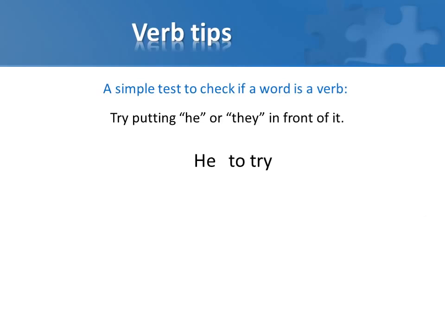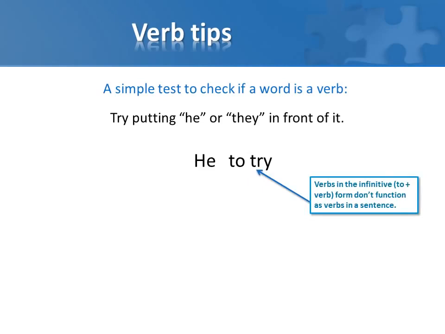Now we have to try. He to try. And this sounds awkward, and we can tell that what we have right here is an infinitive. It's a verb that hasn't been conjugated yet. So verbs in the infinitive form, that's the to form, are never actually the verbs in use in a sentence. They're the words that name or describe verbs, but they haven't yet been conjugated, so they're not actually being used as verbs when they have a to before them in a sentence.